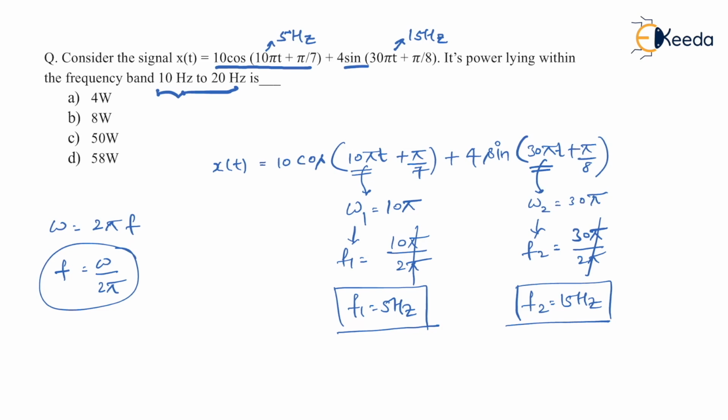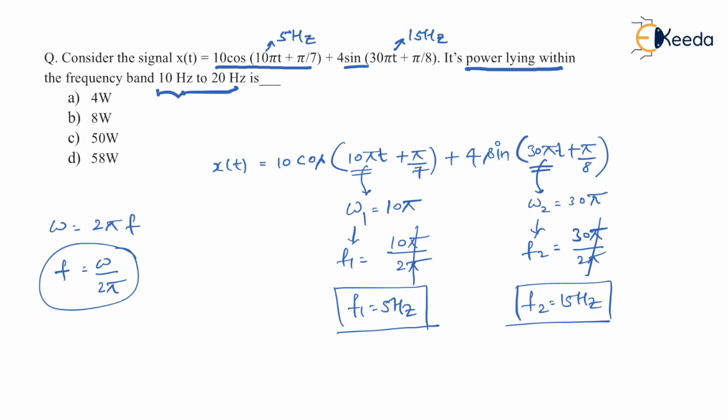So both the components are sinusoidal or a cosine wave. The first signal has a 5 hertz frequency, and the second signal has a 15 hertz frequency. So it is a combination of two signals having 5 hertz and 15 hertz frequency. I'm sure you know what I mean to say.